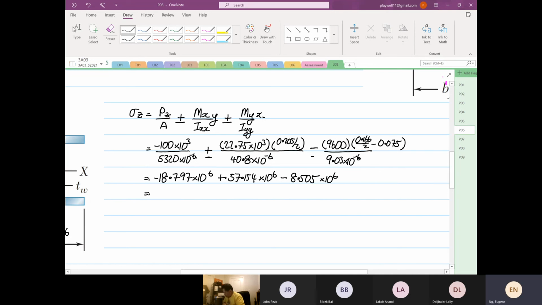So this will be equal to minus 18.797 plus 57.154 minus 8.505, which is equal to 29.852 positive, times 10 to the power 6 Pascal. Okay. So what we have found now, right?